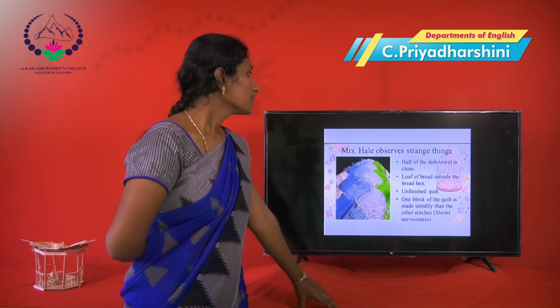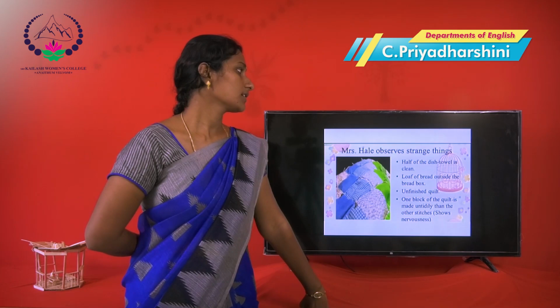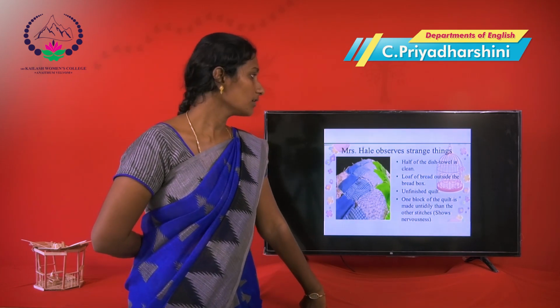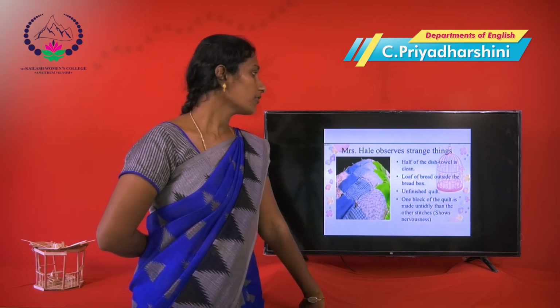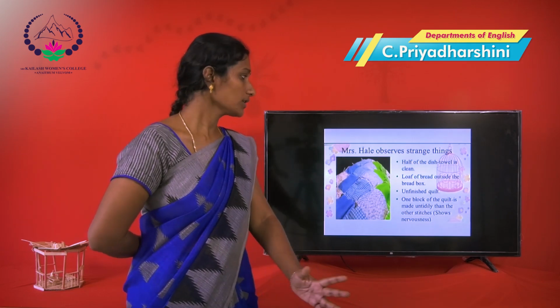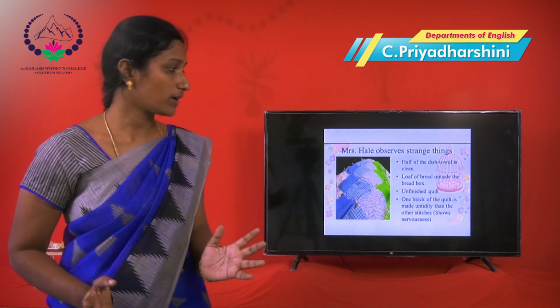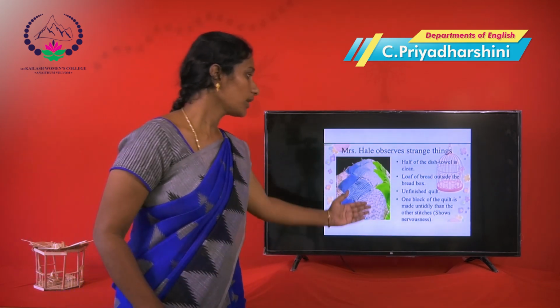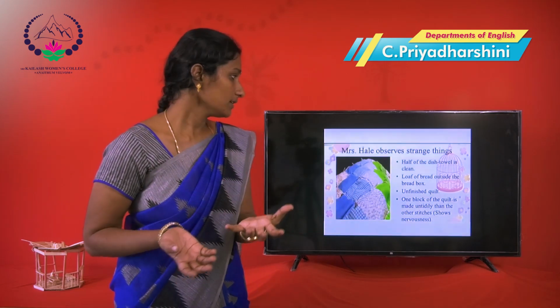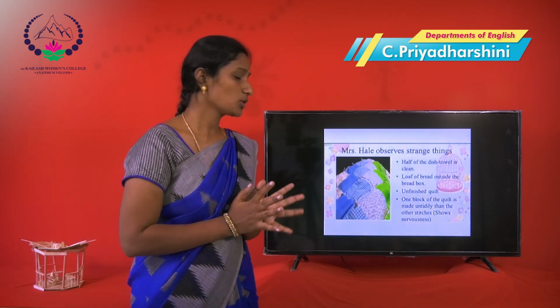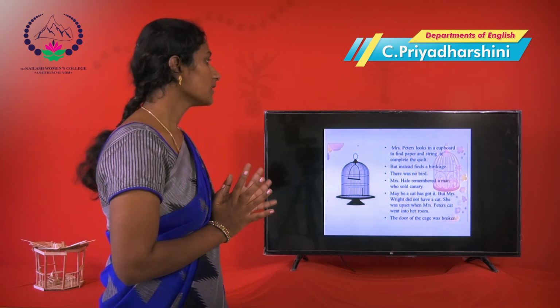Next, Mrs. Hale observes strange things. Half of the dish towel is clean, a loaf of bread is outside the bread box, and there is an unfinished quilt. One block of the quilt is sewn more untidily than the other stitches, which shows us nervousness.